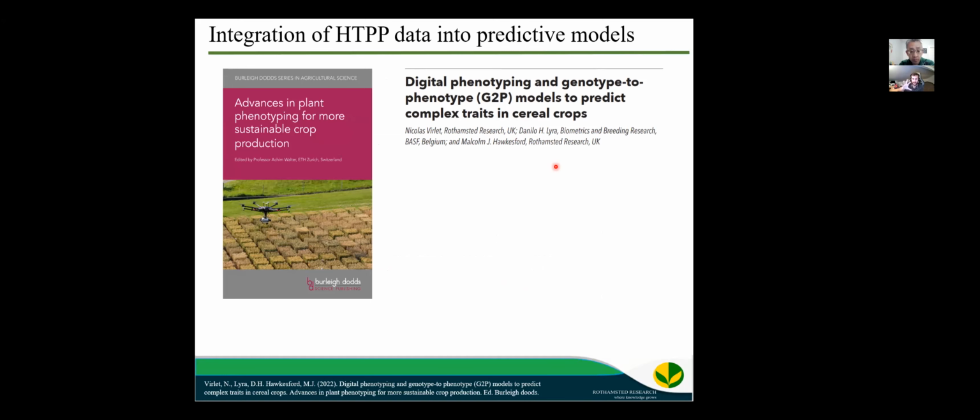Basically, we did this literature review on some models when you use digital phenotyping together with predictive models.